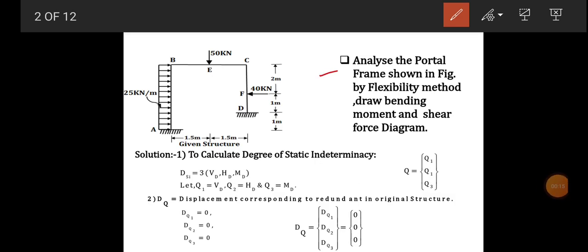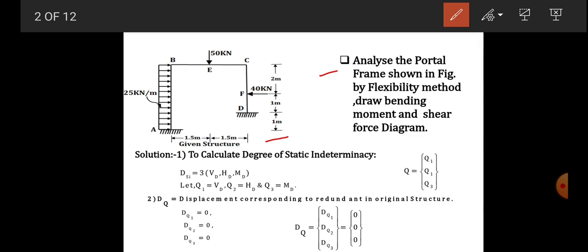Problem statement as follows. Analyze the portal frame shown in figure by flexibility method. Draw bending moment and shear force diagram. In the given structure, which is a portal frame, which is a sway frame, here displacement is not unknown in case of a flexibility method. The forces are unknown, so the flexibility method is also called as a force method.